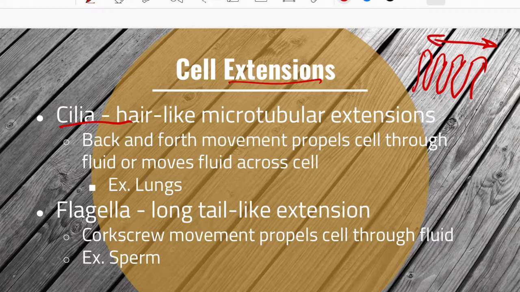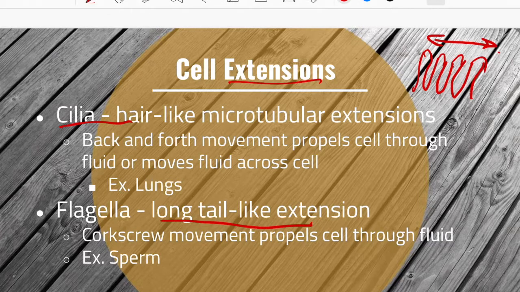They move back and forth in a wave-like pattern, and that helps to propel the cell through fluid if you're talking about a bacteria. But if you're talking about a stabilized cell, like the cells in our respiratory system, it moves materials over the cell. So the example we used earlier is that these cilia are moving back and forth, and they're carrying, for instance, mucus up the respiratory tract so that it can be coughed out.